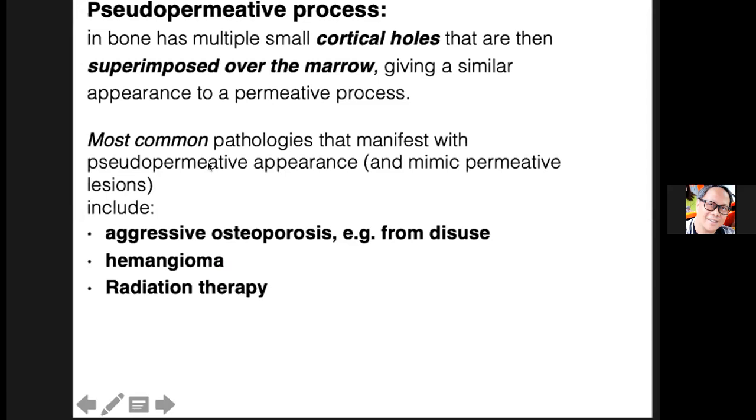So the most common pathologies that manifest in this manner, and of course mimic permeative lesions, are aggressive osteoporosis, especially from disuse, hemangioma, and radiation therapy. Okay, you must remember also about bones.